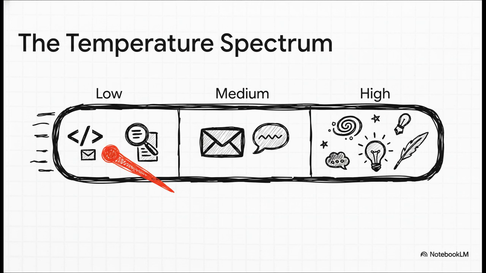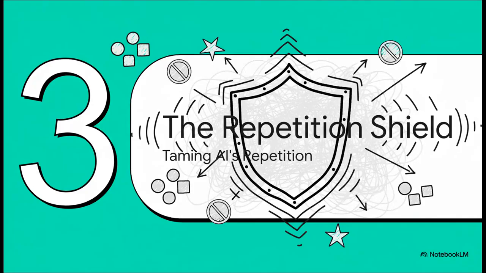So here's a simple guide for you. For anything where you need pure accuracy, like generating computer code or pulling facts from a document, keep that temperature low. For your everyday stuff, like writing an email, a medium setting is going to be your sweet spot. And when you want to brainstorm or get really creative, that's when you crank it up high and just see what happens. Okay, on to the next control.